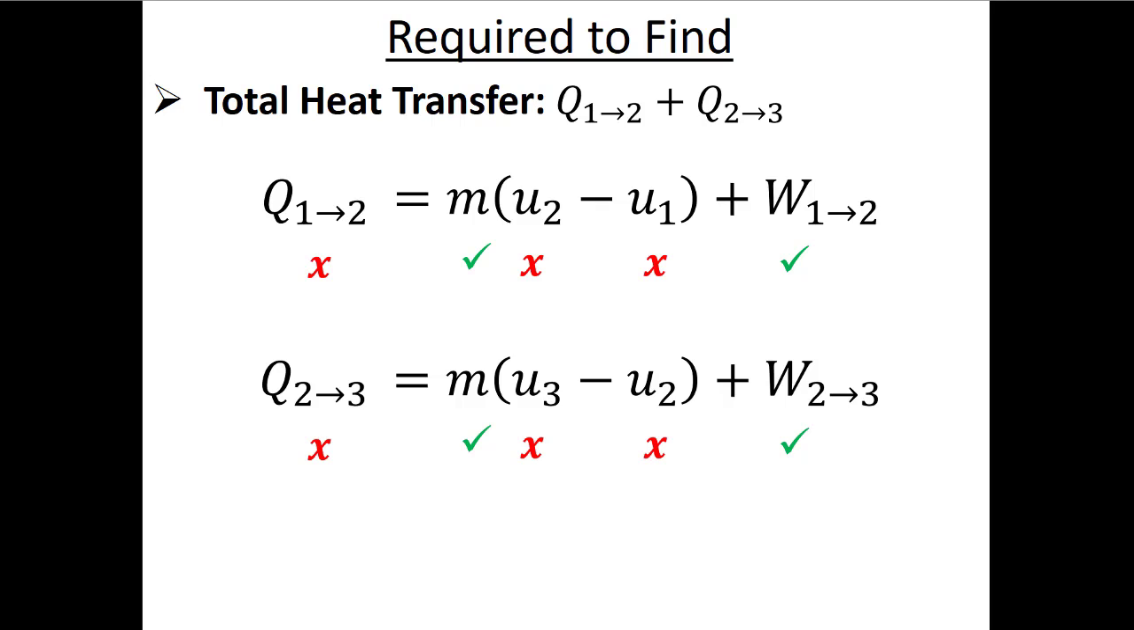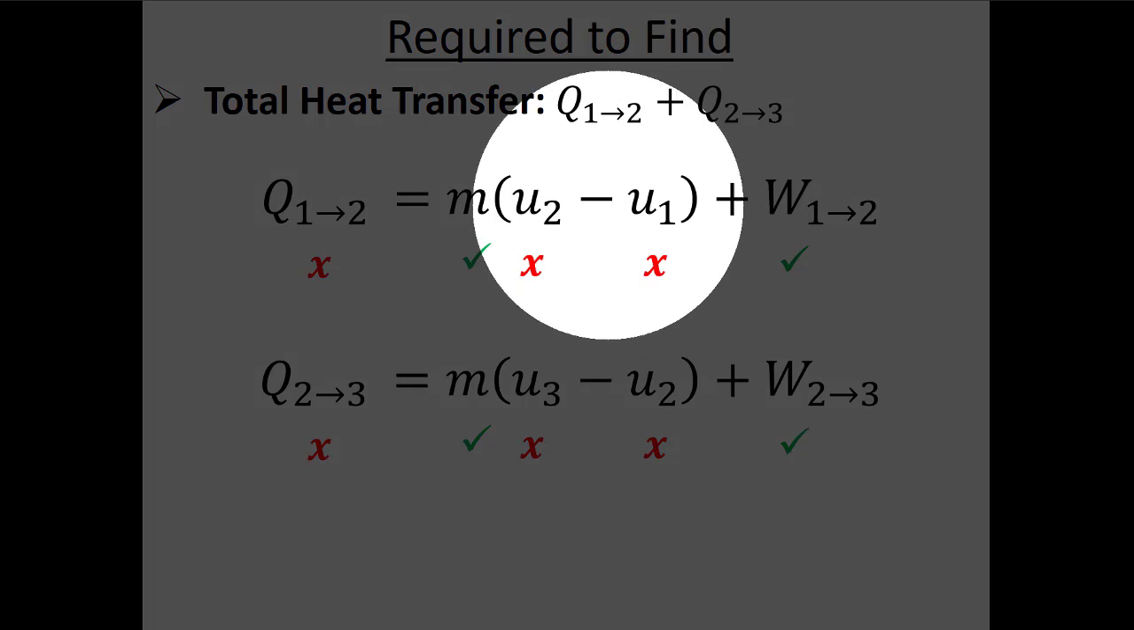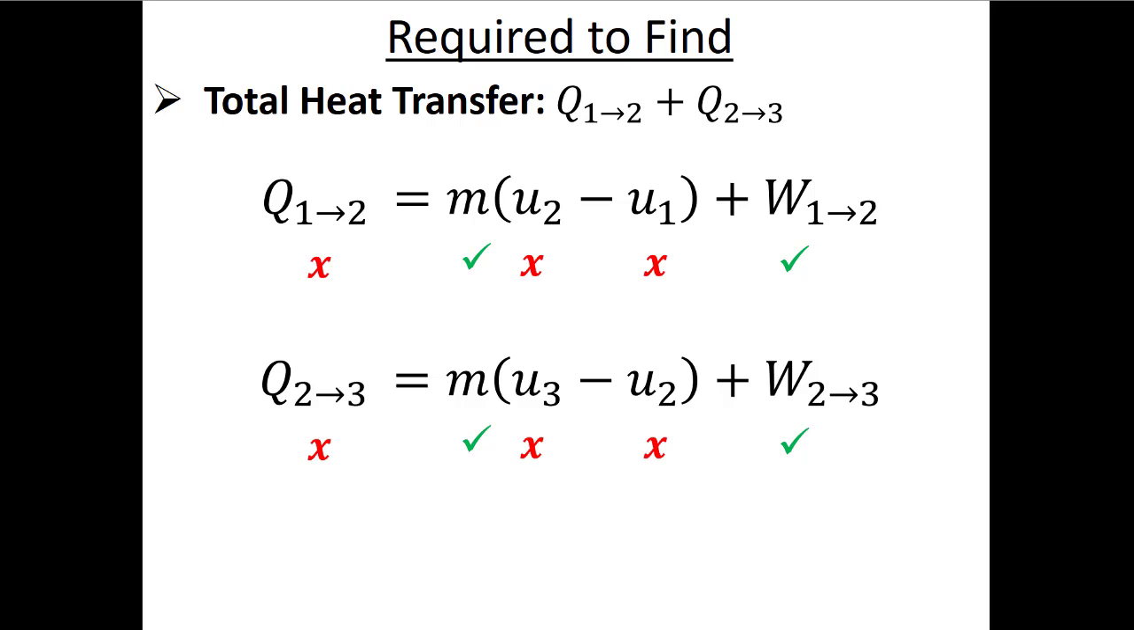We do know, because we just did the previous work, the work from 1 to 2, and the work from 2 to 3. So I'm at the point of the problem where I have symbolic solutions, and if I could just fix these states and find the specific internal energies, then I'd be finished. Right? So I need to find the specific internal energy at state 1, at state 2, and at state 3.